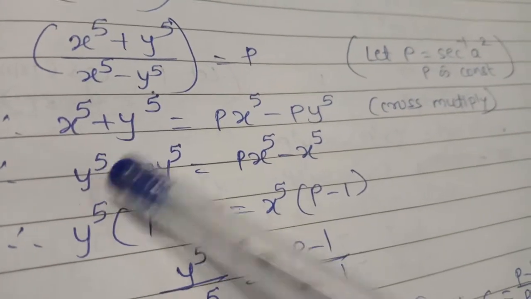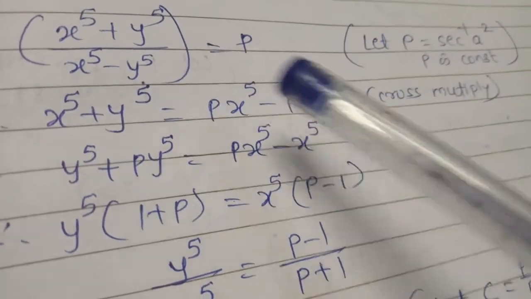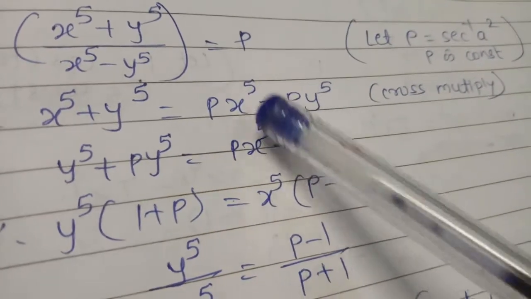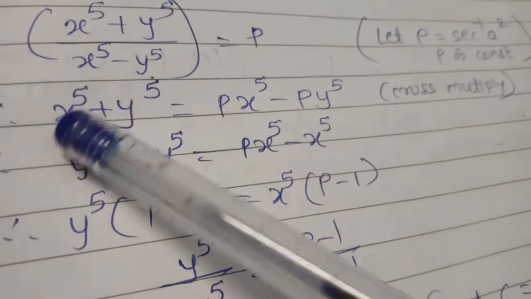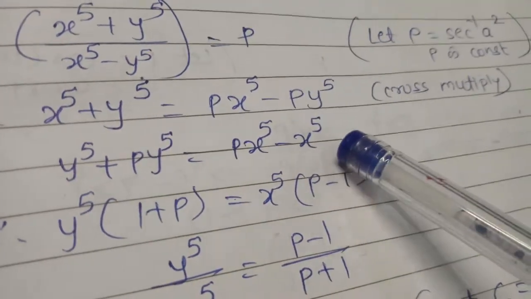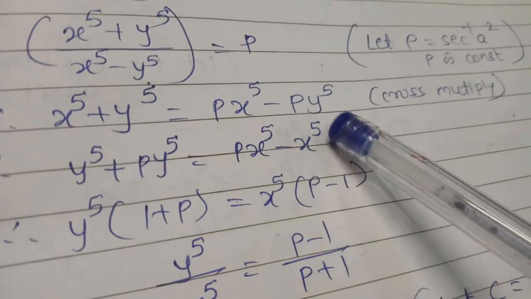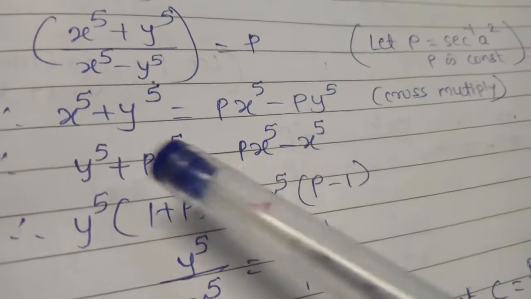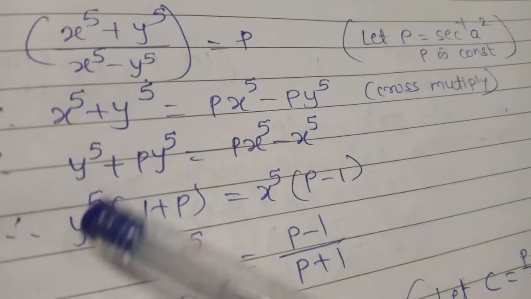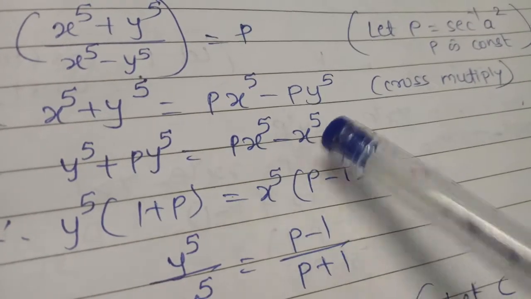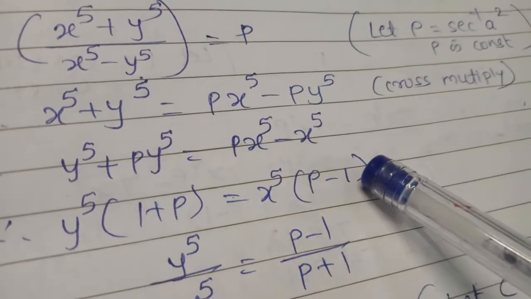Here there is y raised to 5, so the y term here I have taken to the left side, so plus p y raised to 5, here p x raised to 5 as it is and this x will become minus x raised to 5. Now all y terms are on one side and all x terms are on another side. So from here I have taken p y raised to 5 common, in bracket 1 plus p. Here x raised to 5 is common, in bracket p minus 1.